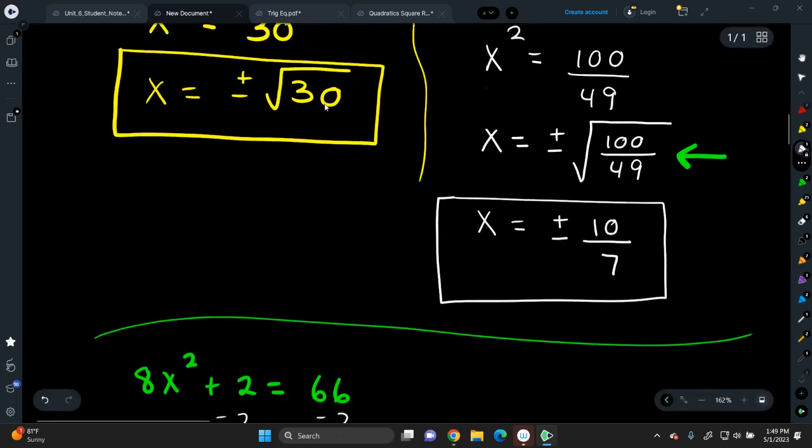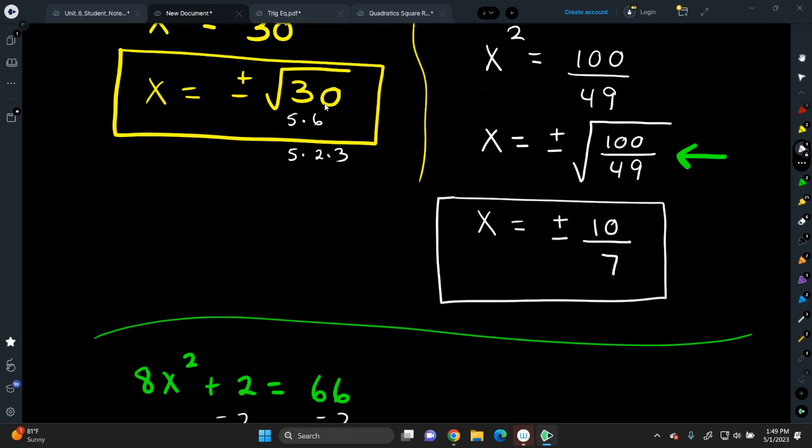Look at the square root of 30, right? You could do 5 times 6, and that's 5 times 2 times 3. Nothing's going to come out. So nothing comes out of that, so we don't have to simplify it.